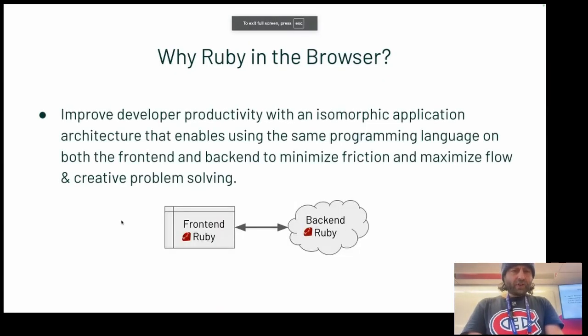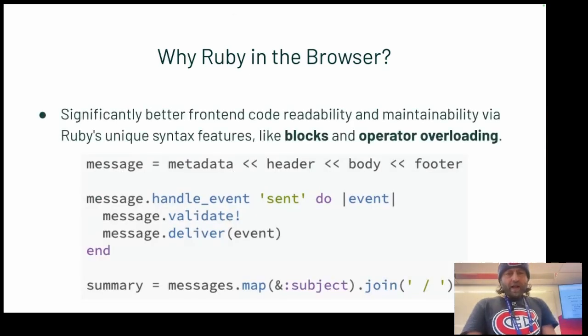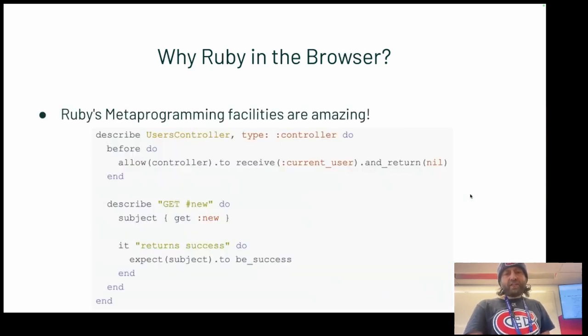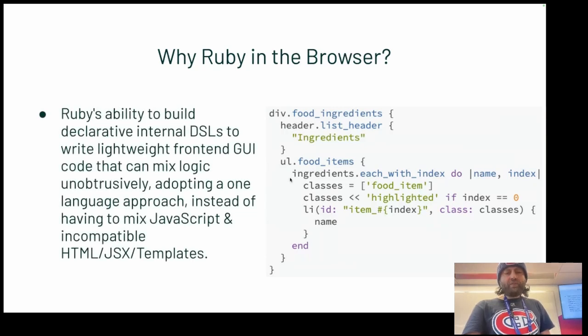So why Ruby in the browser? To improve developer productivity with an isomorphic application architecture. Significantly better front-end code readability and maintainability via Ruby's awesome unique syntax features like blocks and operator overloading. Ruby metaprogramming facilities are amazing. Ruby's ability to build declarative internal DSLs enables us to do a one-language approach instead of having to mix JavaScript and incompatible languages that don't fit well with JavaScript. For example, non-DRY HTML, which forces you to repeat every tag twice if you have a container tag.